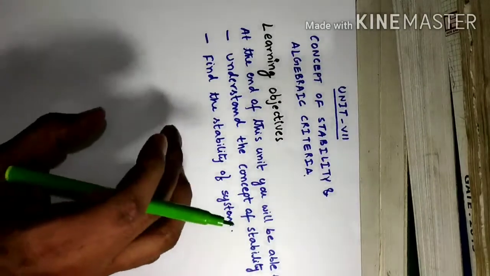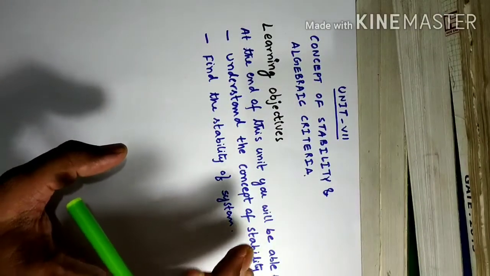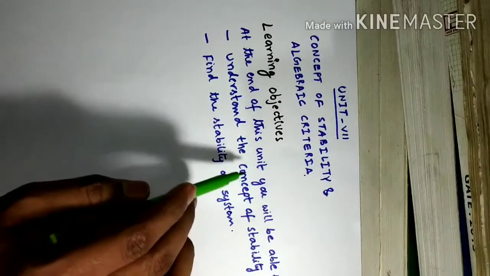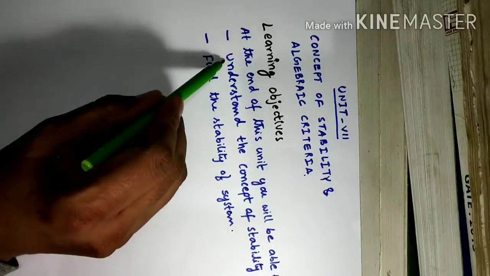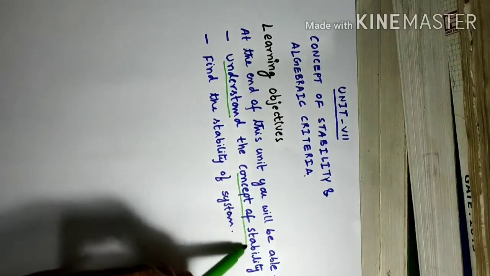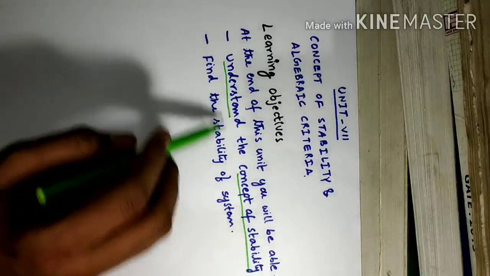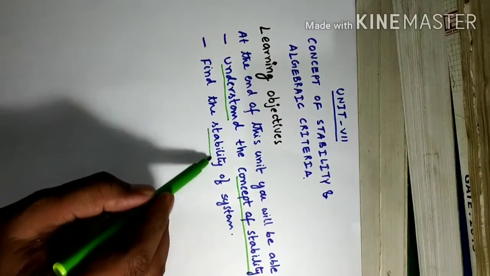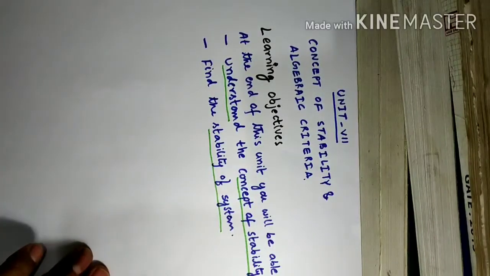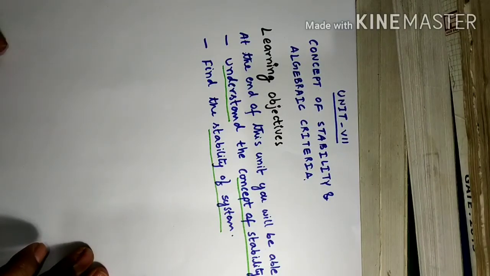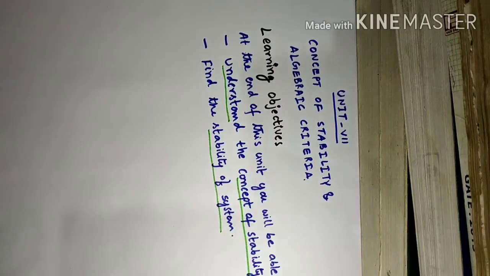So we see the learning objectives of this unit. At the end of this unit, you will be able to understand the concept of stability, and you will be able to find the stability of the system. So these are the two learning objectives. As I said before, stability is the most crucial problem in the design of control systems.